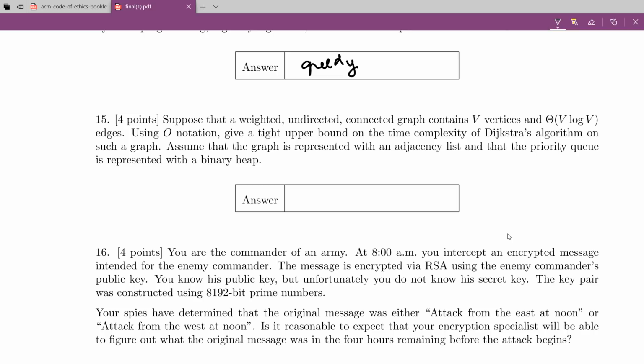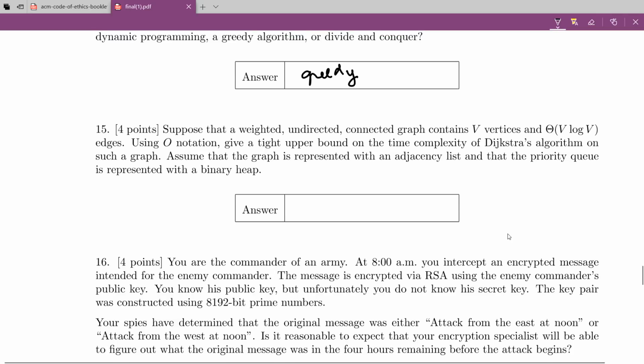Okay, suppose that a weighted, undirected, connected graph contains V vertices and V log V edges. Give a tight upper bound on the time complexity of Dijkstra's algorithm on such a graph. Okay, so to do this, you need to know the complexity of Dijkstra's algorithm. And what was it? It's V plus E log V.